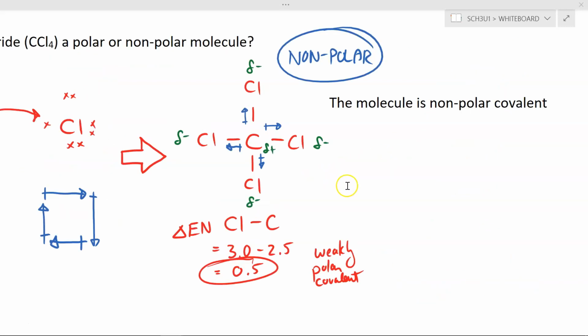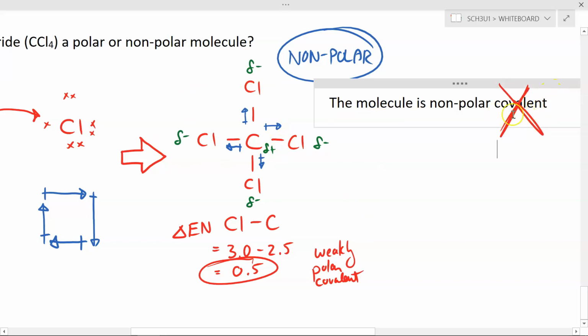Now be careful, sometimes I will see on tests that students will write out that the molecule is nonpolar covalent. That's not correct. The word covalent is used when you're talking about the bond itself, not the overall molecule. So you just say the molecule is nonpolar overall. Don't write the word covalent. The word covalent is used specifically when referring to the chemical bond itself.